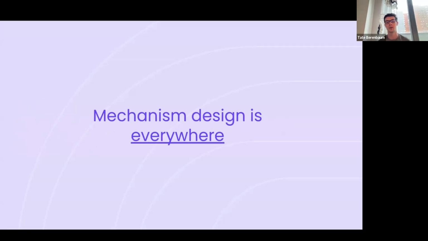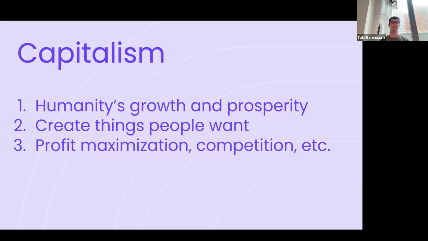I think about mechanism design when I'm looking at anything in the world, because the world that we live in is designed for humans, and humans have a way of creating mechanisms for other humans. It exists in capitalism at the widest scope. The goal for capitalism is to encourage the growth and prosperity of humanity. How does it do that? It creates a reward mechanism around incentivizing people to create things that other people want. And the vehicle for that reward mechanism is money, is capital.